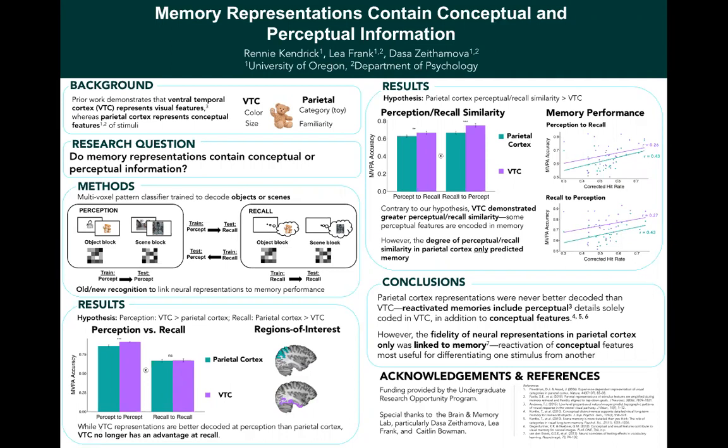And I compared these brain regions because they represent different features of information we encounter in our daily lives. For example, if we were to encounter this teddy bear, the VTC region in our brains would represent more directly observable features, such as its color or maybe its size, whereas the parietal cortex would represent more abstract features, such as its category or your level of familiarity.